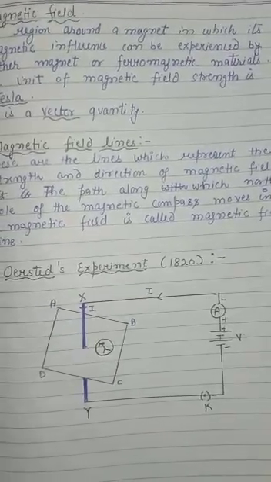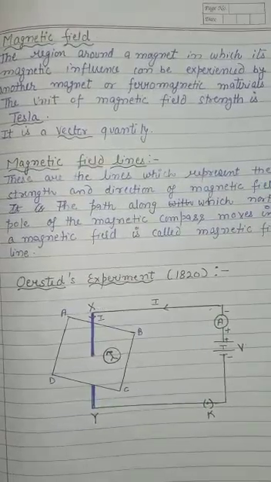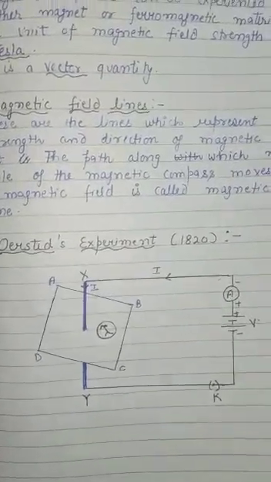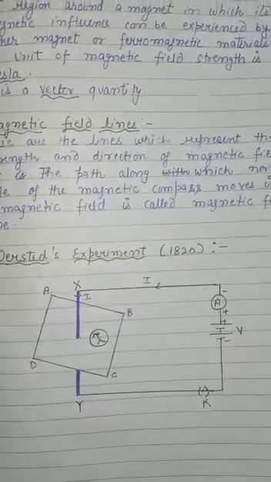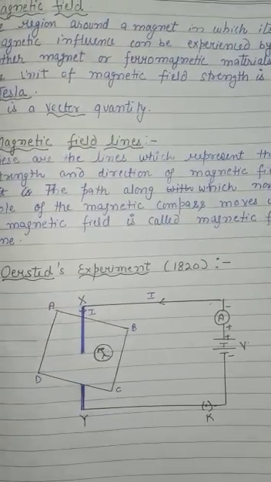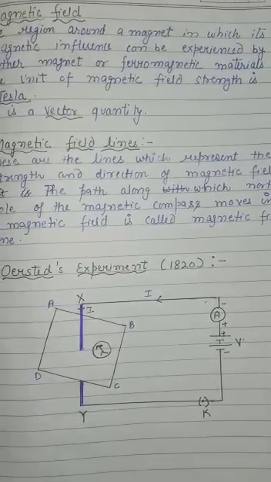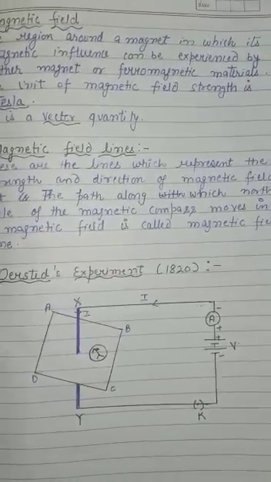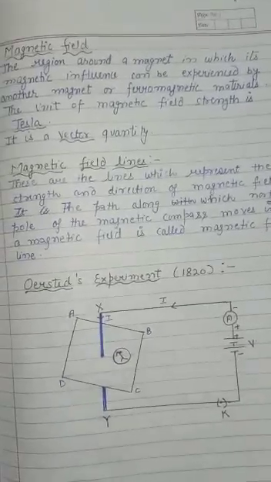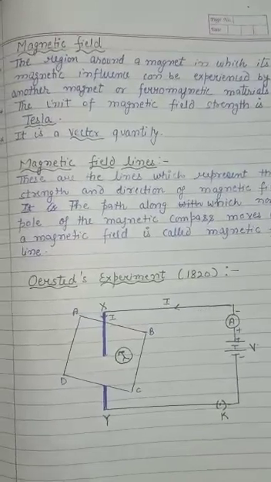And luckily, there was a magnetic compass kept on that table. While demonstrating the experiment, he observed that when the current passed through that copper wire, there was deflection in the magnetic compass. And then Ørsted started pondering over the situation, and he gave the world a very important relationship between current and magnetism. That is called the magnetic effect of electric current.